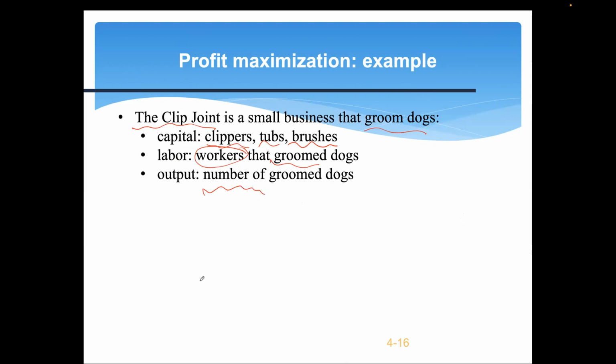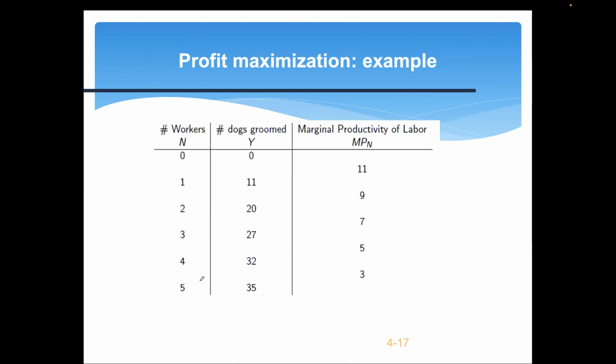For each dog they groom, they get some revenue. This table just shows their production, or how they're going to make money, or what their business model is. And from this table, we can also see how they're going to make the decision in terms of workers: how many workers they're going to have.